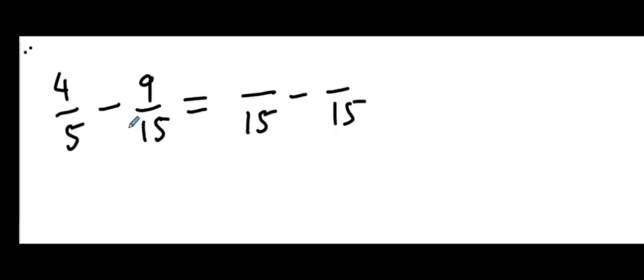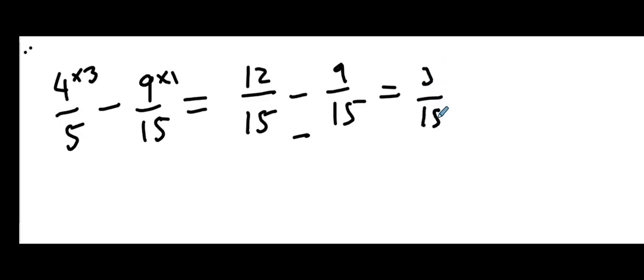and let's divide our denominators in. So how many 5s are in 15? There are 3. So let's multiply our numerator by 3. 3 4s are 12. Let's look at our second denominator. So this time there's 1 15 in 15. So let's multiply 9 by 1. So that gives us 9. And now our denominators are equivalent. So let's take them away. So 12 15ths minus 9 15ths gives us 3 15ths.